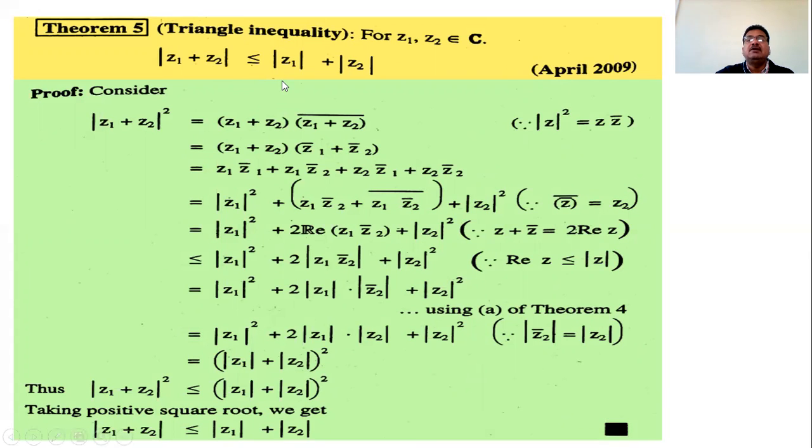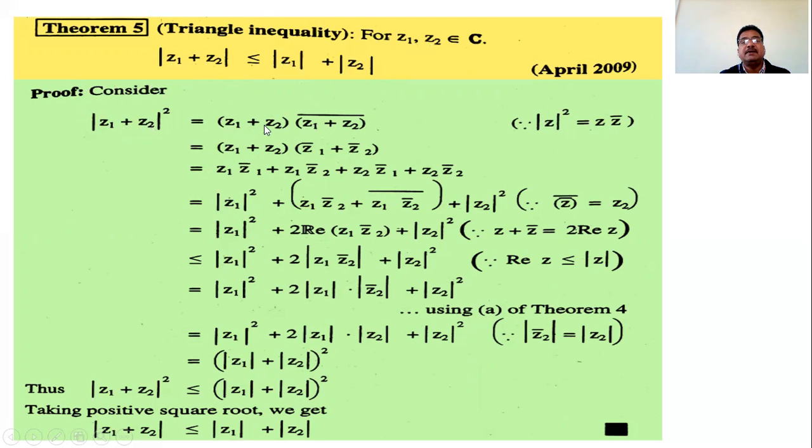It's called the triangle inequality. So z1 and z2 are complex numbers. Then prove that mod z1 plus z2 is less than or equal to mod z1 plus mod z2. It's called the triangle inequality. You already observe this for real numbers, that mod a plus b is less than or equal to mod a plus mod b. Like that, mod z1 plus z2, where z1 and z2 are complex numbers, is less than or equal to mod z1 plus mod z2.